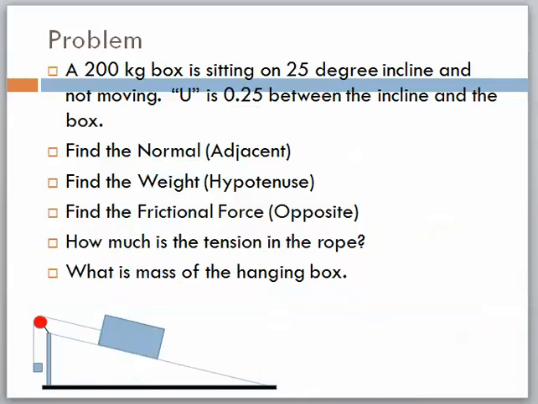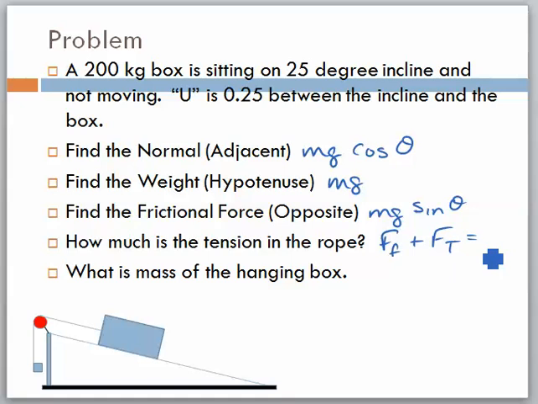Here, I'm going to give you some hints as you go forward on this. This is going to be mg cosine theta. This right here is just mg sine of theta. What is the tension of the rope? Remember, the force of friction plus the force of tension is going to be equal to number 3 here, whatever answer you get. Put that in for number 3 right there.